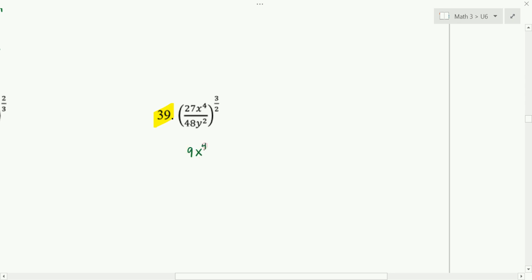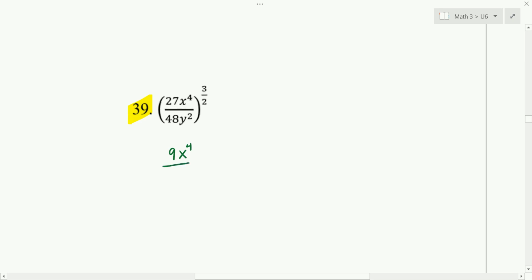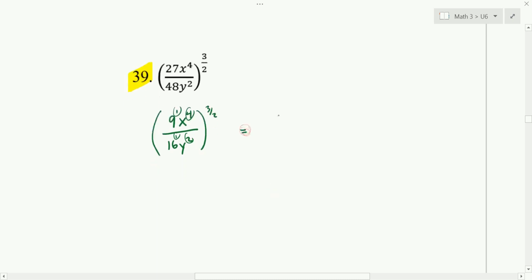X to the 4th. When you divide 48 by 3, you get 16 y squared. And all of this is still to the 3/2 power. So after doing that, now let's raise each of these individual powers, the 1, the 4, the 1, and the 2, by the 3/2 power, by multiplying each of those by 3/2. And we end up with the square, 9 to the 3/2, x to the 12/2, over 16 to the 3/2, and y to the 6/2.